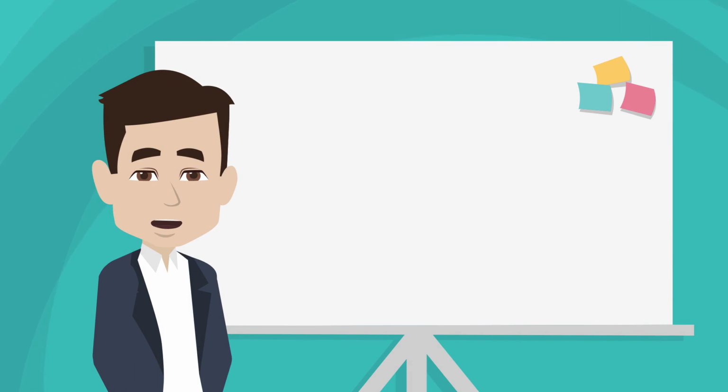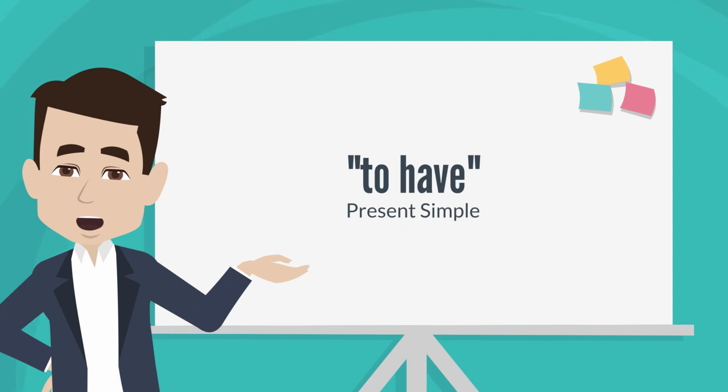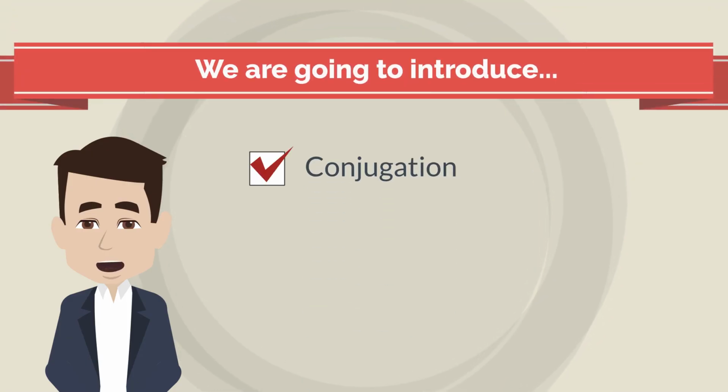Today, we are going to learn about the second most important verb in English, to have, in the present simple, when it is used as the main verb in a sentence. First, we are going to look at the conjugation of this verb.